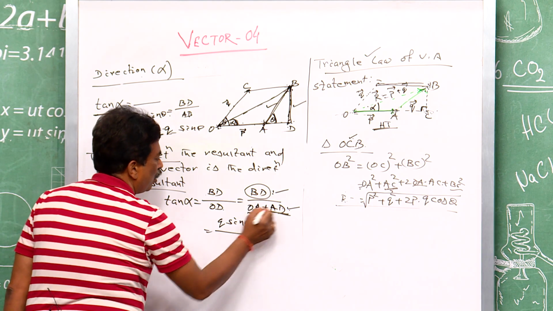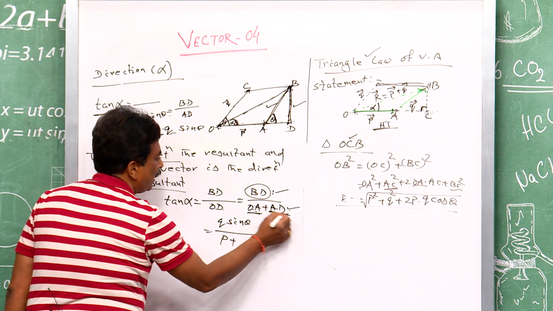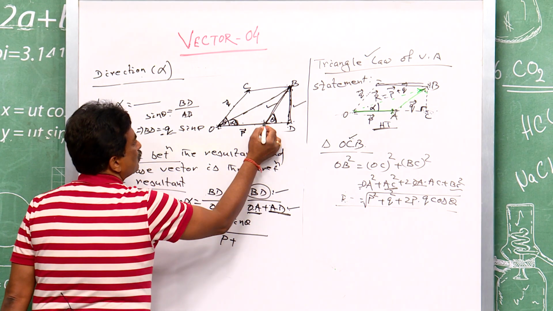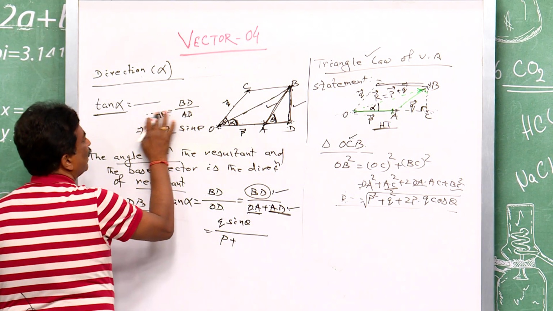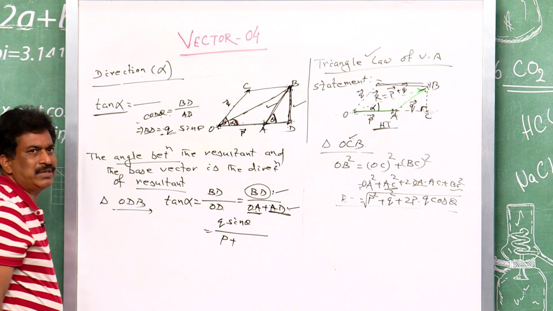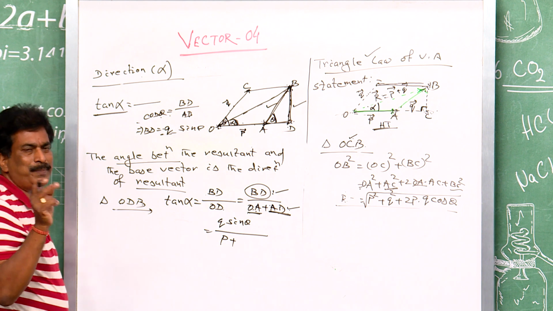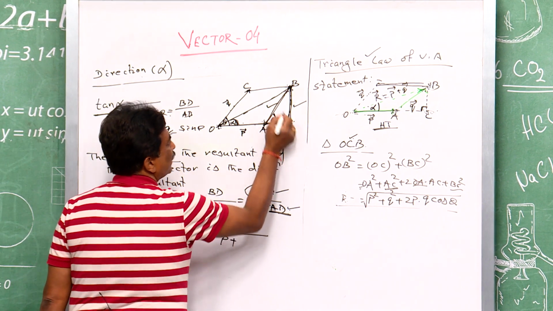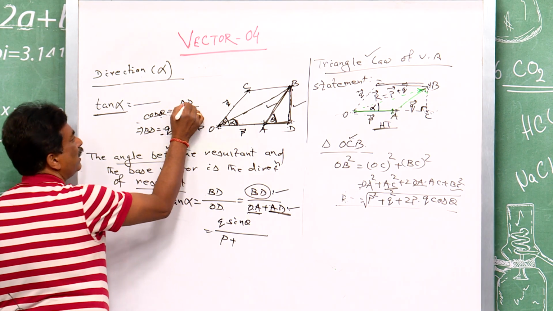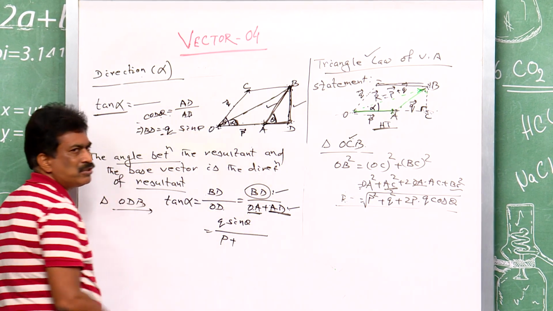OA is equal to P, and with AD, you see this is AD. Similarly for that triangle, instead of sin, let us now take cos theta. Cos theta is equal to B by H. B means the base, H means the hypotenuse. Base is equal to AD, and the hypotenuse is AB.